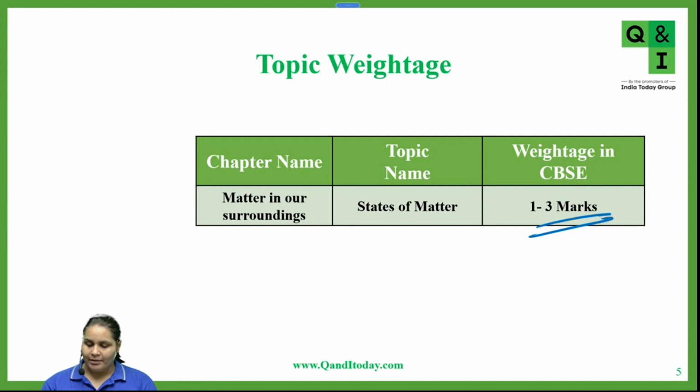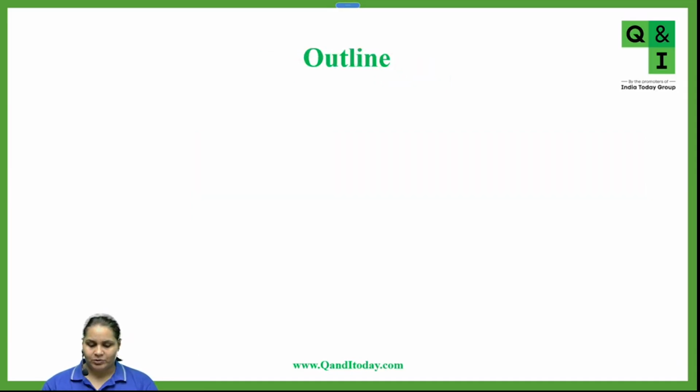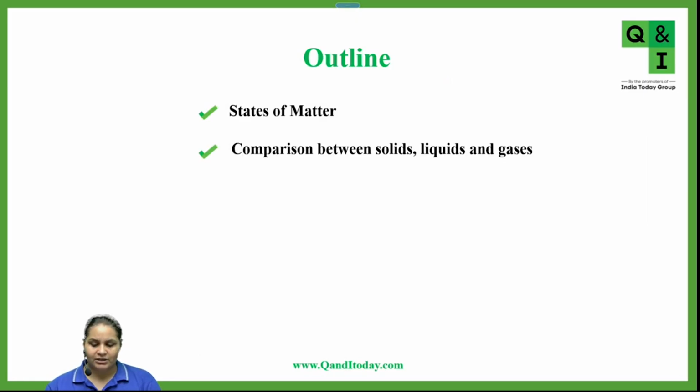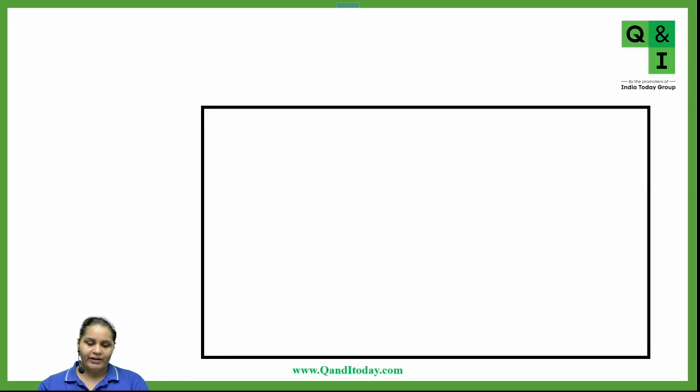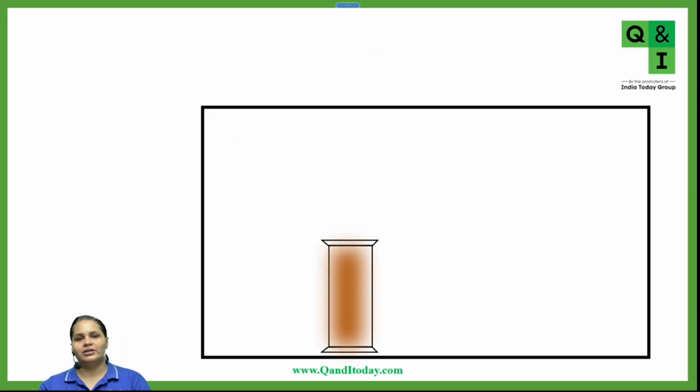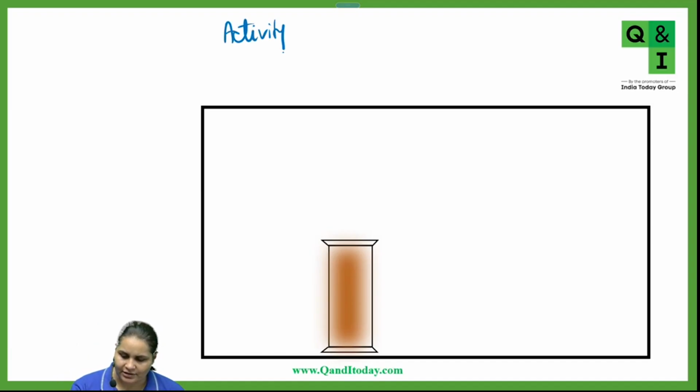Okay, so in your exam, this is a question which can come from states of matter, minimum 1 mark and maximum 3 marks. So in this session, we are going to see different states of matter and we will compare their properties also. But before that, there's an activity, and on the basis of this activity, you will find a question in your NCERT exemplar also. So I believe you solved questions from your NCERT exemplar also.